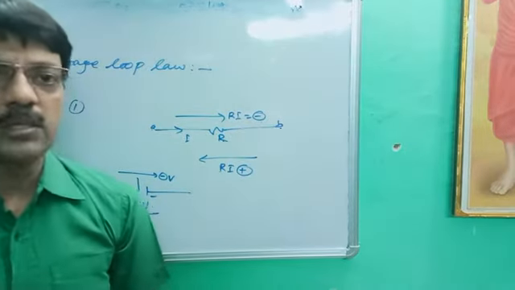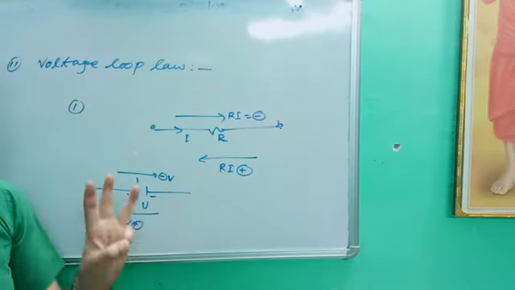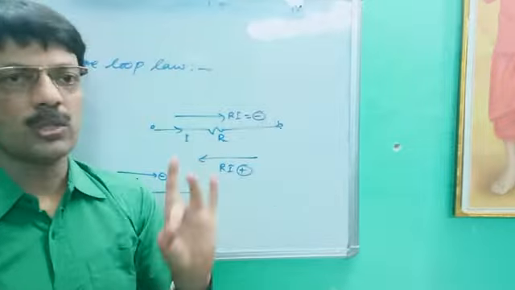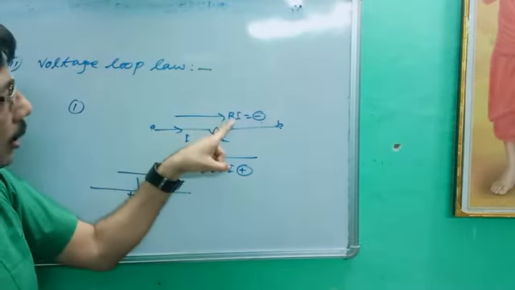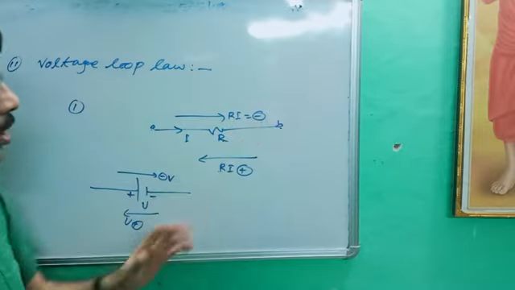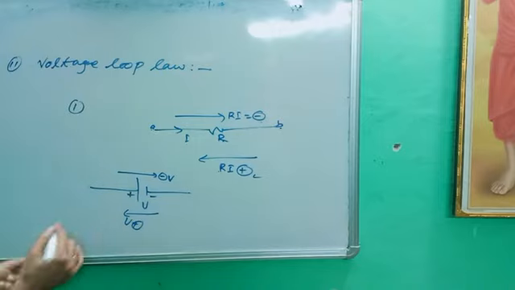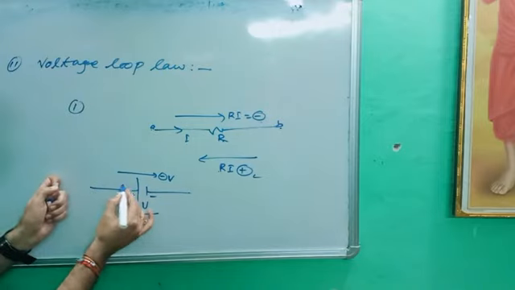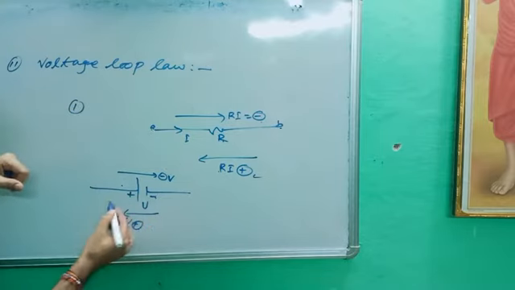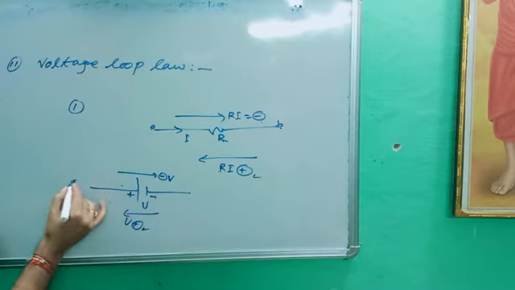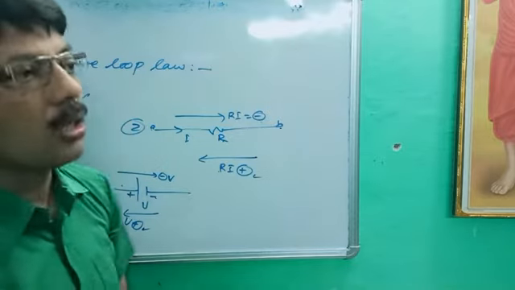So there are certain rules, and the rules are very clear. First rule, you can select the loop of your choice. Second, if you are moving in the direction of current, the multiplication of resistance and current will be negative. If you are moving in the opposite direction, it will be positive. For a battery, if you are moving from positive to negative, potential will be negative. From negative to positive, potential will be positive. This is rule number three. This is rule number two. And first rule, the selection of loop.